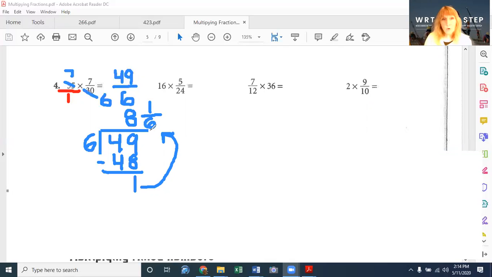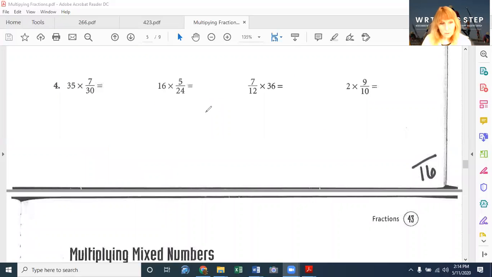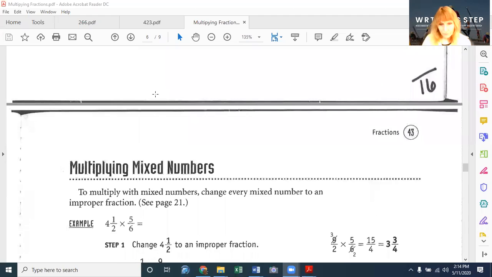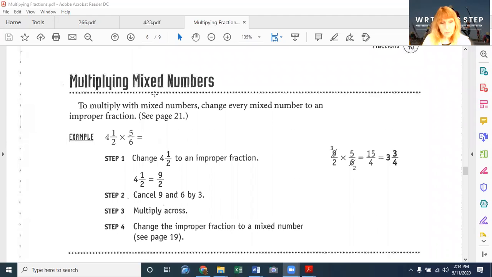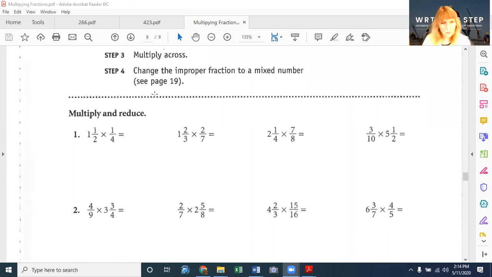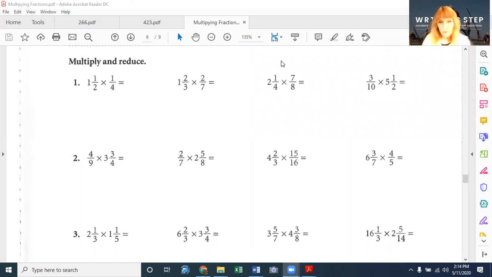So go ahead and give those a try at home. We will move on now to page 43. I'll clear that. Look at page 43. Multiplying mixed numbers. So now we're going to have a mixed number, not just a whole number without a fraction. Now it'll be a whole number with a fraction. So let's take a look at how you do this. Very, very similar.